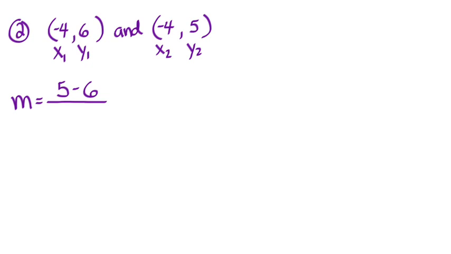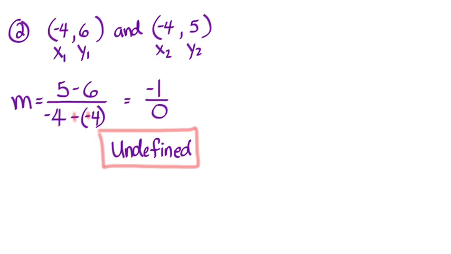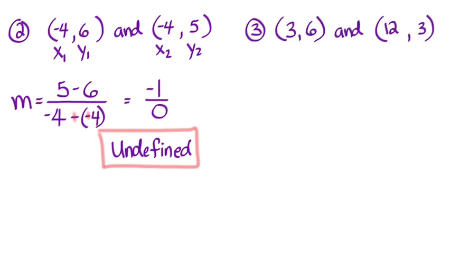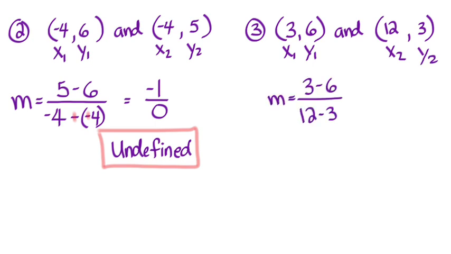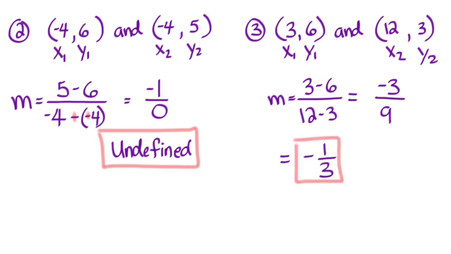I'm going to go 5 minus 6, negative 4 minus negative 4. Whoa, what's this one? Can I divide a number by 0? No, it's undefined. Okay, let's try another one that's not so tricky. Pause the video and check yours. When I plug this in, I get negative 3 over 9. I'm going to go ahead and reduce that to negative 1/3. And again, this is a negative slope, right? And this one was undefined, or it would have gone like this.